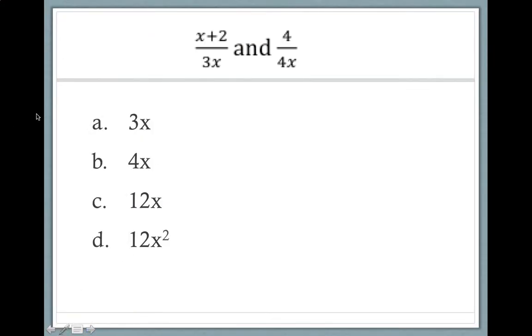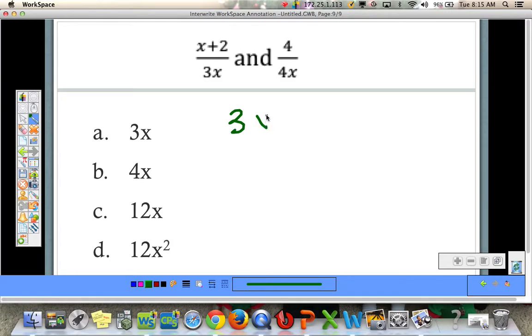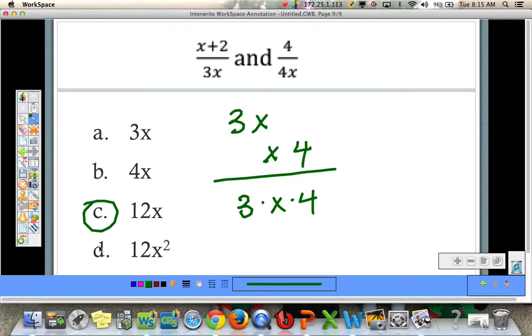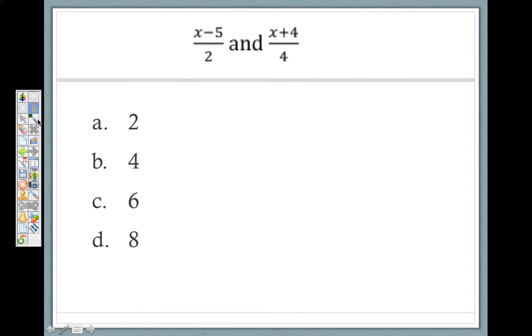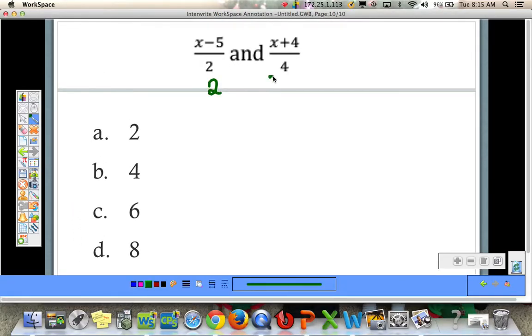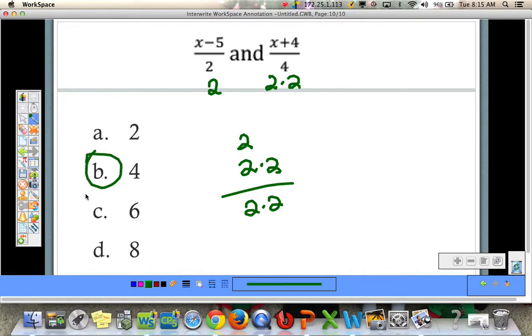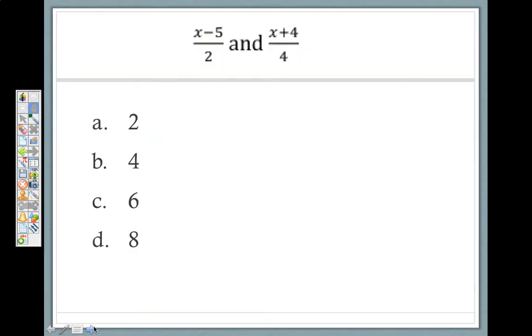How about this? 3x and 4x. Again, if you stack them, we have 3x and 4x, so it would be 3 times x times 4, which would be 12x, the lowest common denominator. Next, 2 and 4. Again, here are the factors, so if you stack them, the lowest common denominator would be 4. They both go into 4.